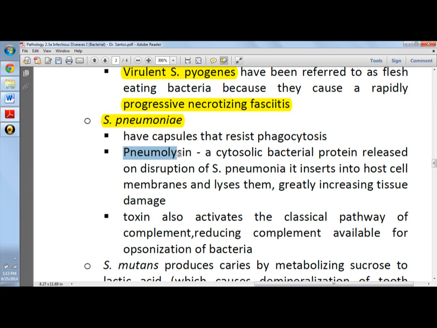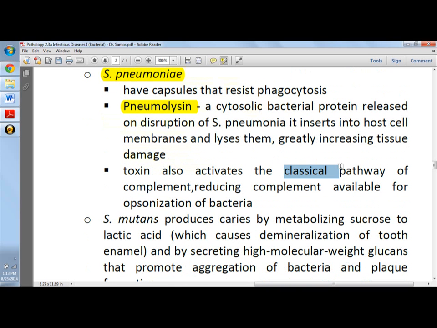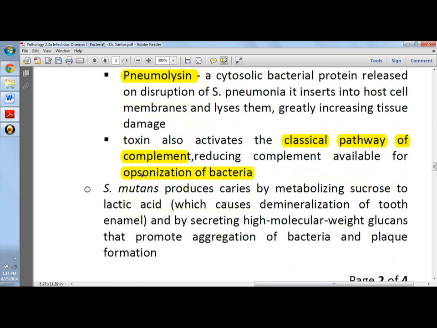Pneumolysin is a cytosolic bacterial protein that inserts into the host cell membranes and lyses them. So it lyses the plasma membrane, greatly increasing the tissue damage. And then it also activates what pathway? The classical pathway of complement. And then reducing the complement available for opsonization of bacteria. So when you activate the classical pathway, you decrease the availability for opsonization of bacteria. This is the so what.